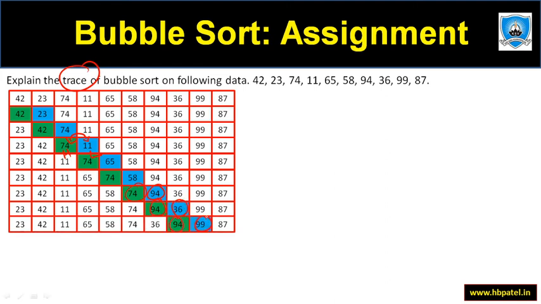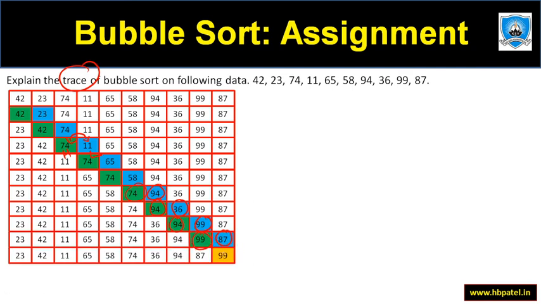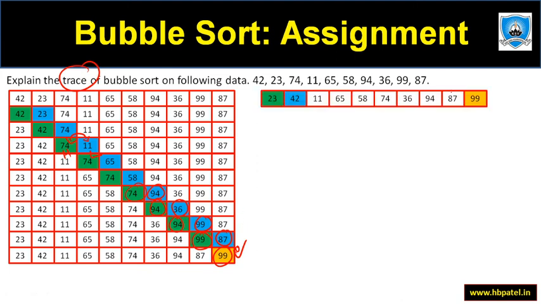94 greater than 99, no, then no swapping, and 99 greater than 87, yes, then swapping. So you can see 99 has come to its place. Now again, let us start. Now we'll be doing till this point only, because this has already been done.